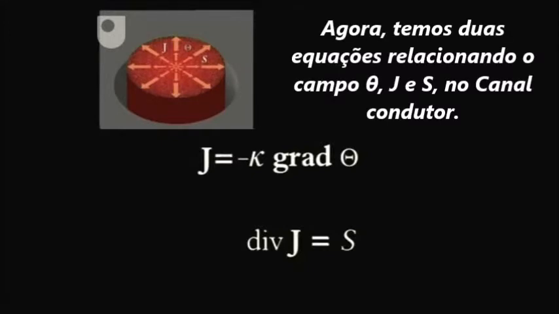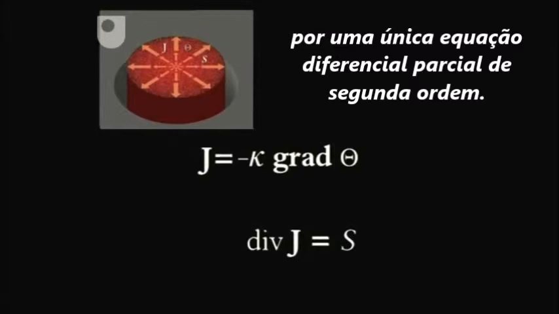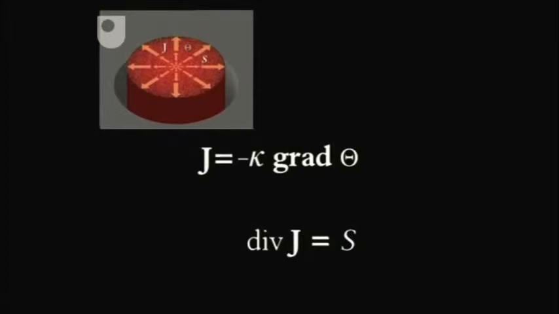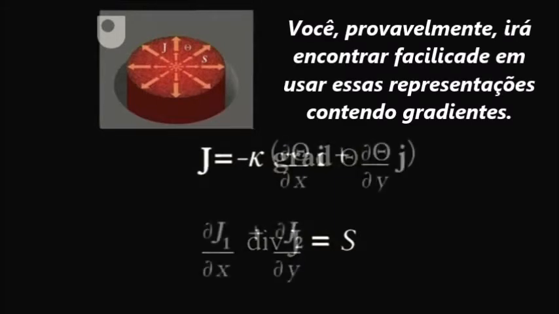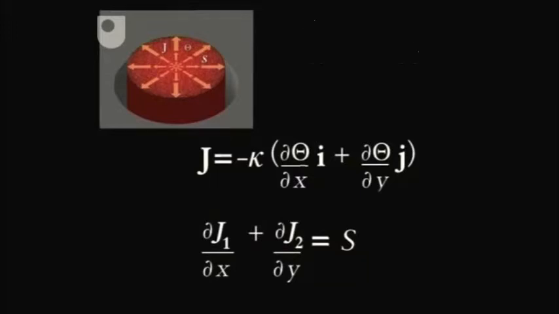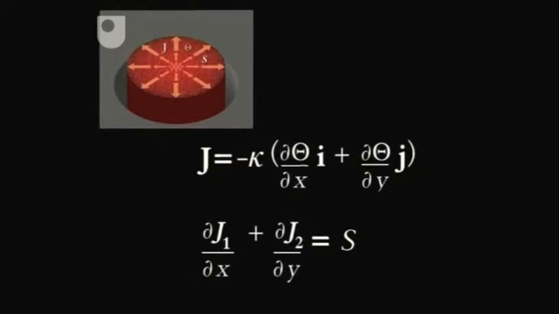Now we have two equations relating the fields theta, J and S in the fuel rod. However, we could relate the temperature field theta and the heat source field S directly by a single second-order partial differential equation. I'd like you to have a go at that in a moment. You'll probably find it easier to use these representations of grad and div. See if you can eliminate J from the two equations to get a second-order partial differential equation relating theta and S.